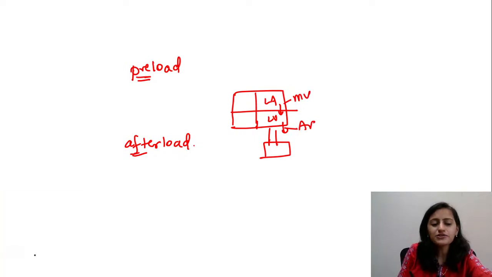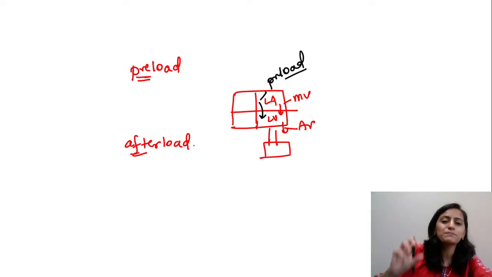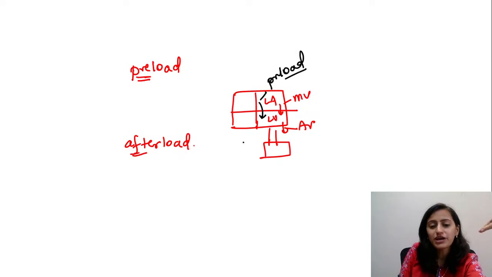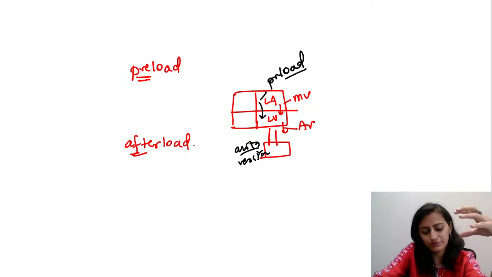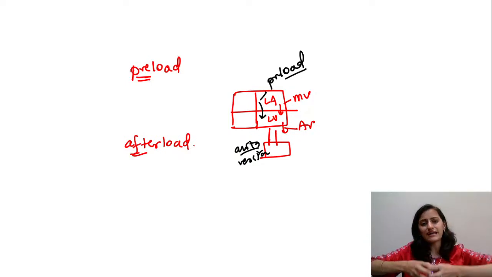Preload is what is coming into the left ventricle, before the contraction, before the pumping of blood out of the left ventricle. Afterload means what comes after the left ventricle, the aorta, so how much resistance is being provided by the aorta towards the outflow. So imagine that this is the left atrium, the left ventricle and the aorta.